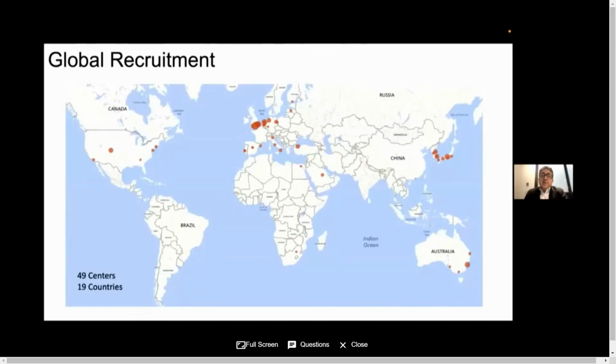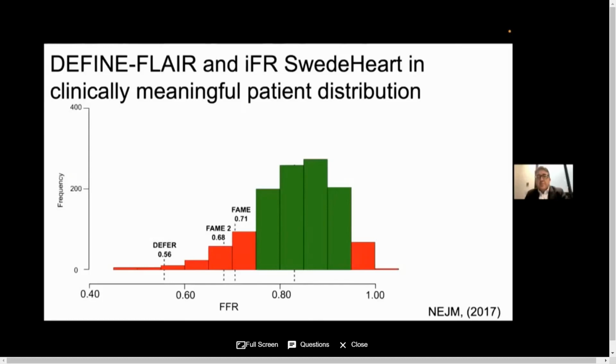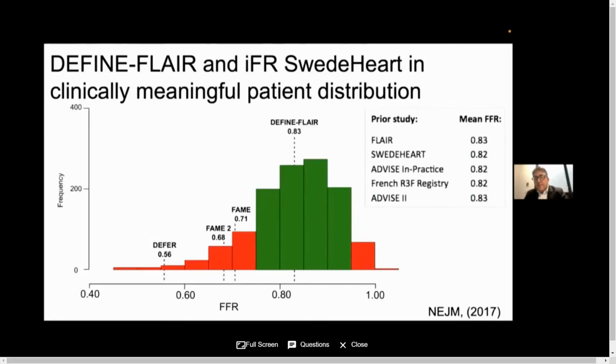The IFR SWEDEHEART study was, as I said, mainly performed in Scandinavia. The DEFINE FLAIR was a global study with recruitment in 49 centres and 19 countries from around the world. The physiology in the DEFINE FLAIR and IFR SWEDEHEART study was very typical to what we see every day in the cath labs around the world.